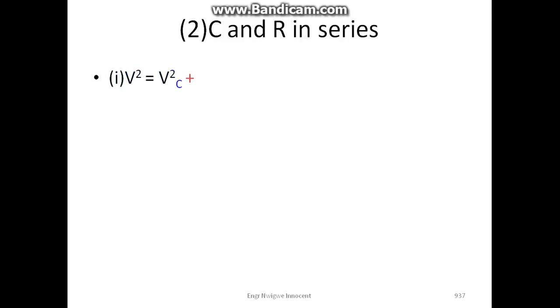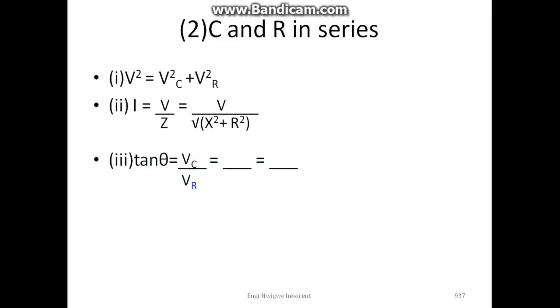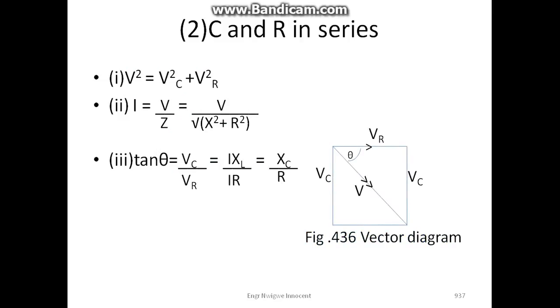2. C and R in series. V squared equals V squared C plus V squared R. I equals V over Z, which equals V over square root of (XC squared plus R squared). tan θ equals VC over VR, which equals IXC over IR, which equals XC over R. Figure 4.36 shows the vector diagram.